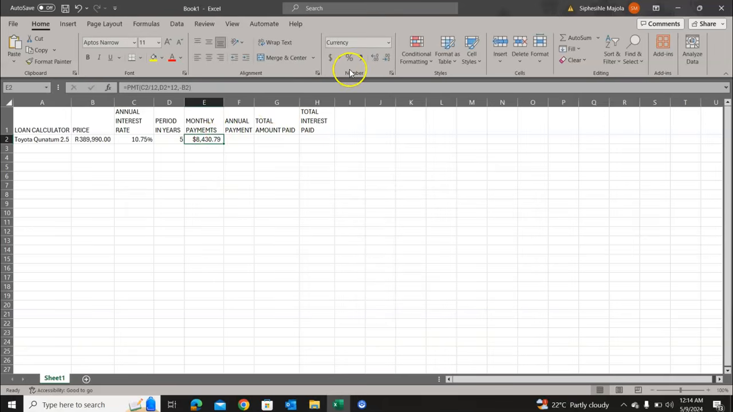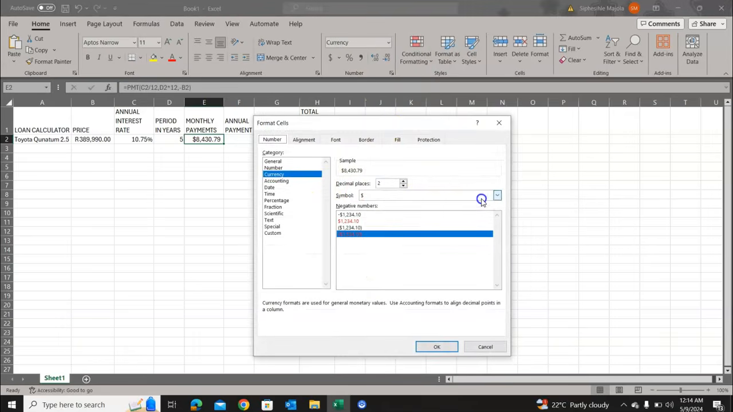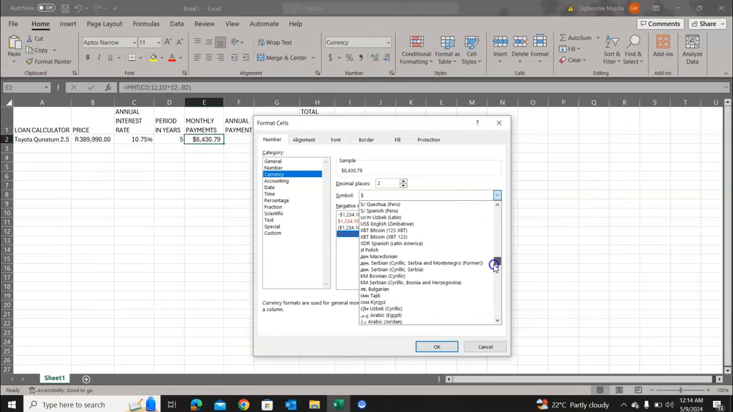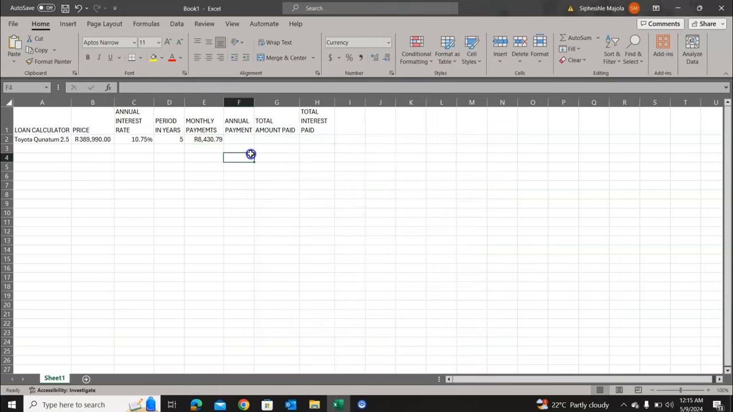Right, so we have 8,430 rand 79 cents. Let me quickly change this to a rand, the correct South African currency. Done and dusted. Okay, annual payment.